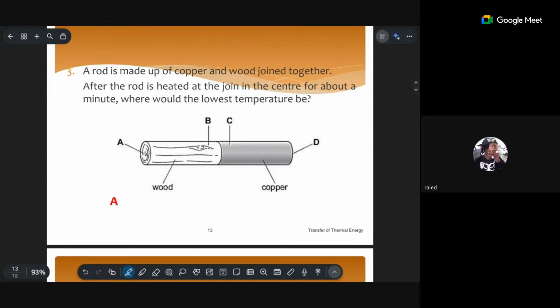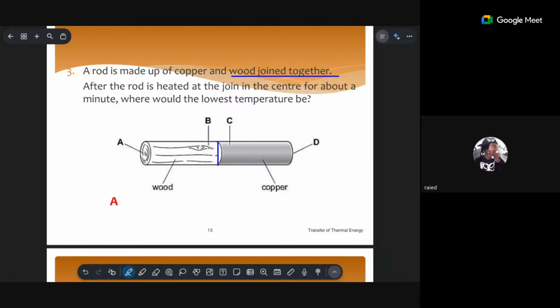I will just go ahead because there are 78 slides I have to discuss. So the rod is made up of copper and wood joined together. And here at the junction, you just heat it up.